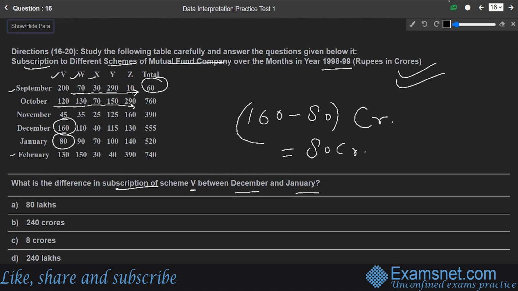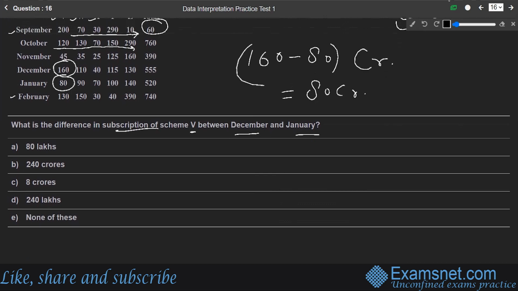Let us see the options, whether we have got options. No, 80 crore is not available in the options. So the right answer becomes simply none of these.